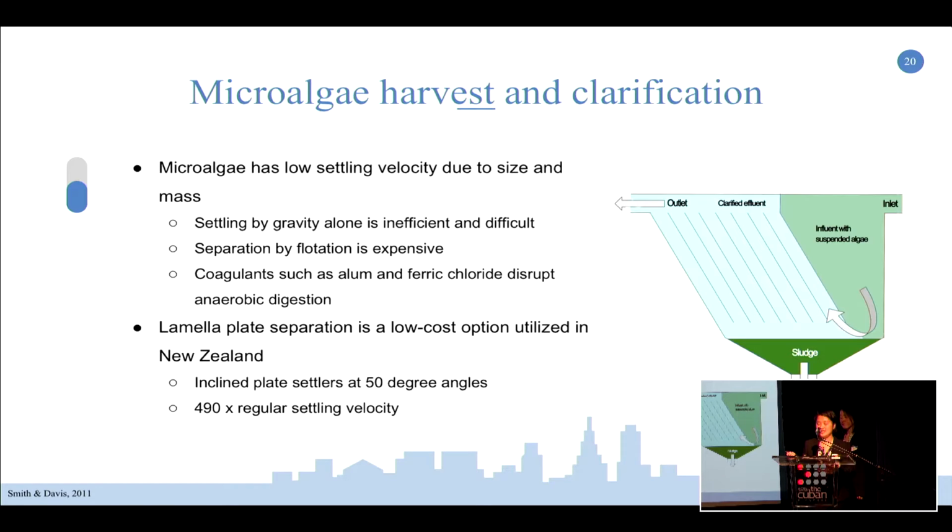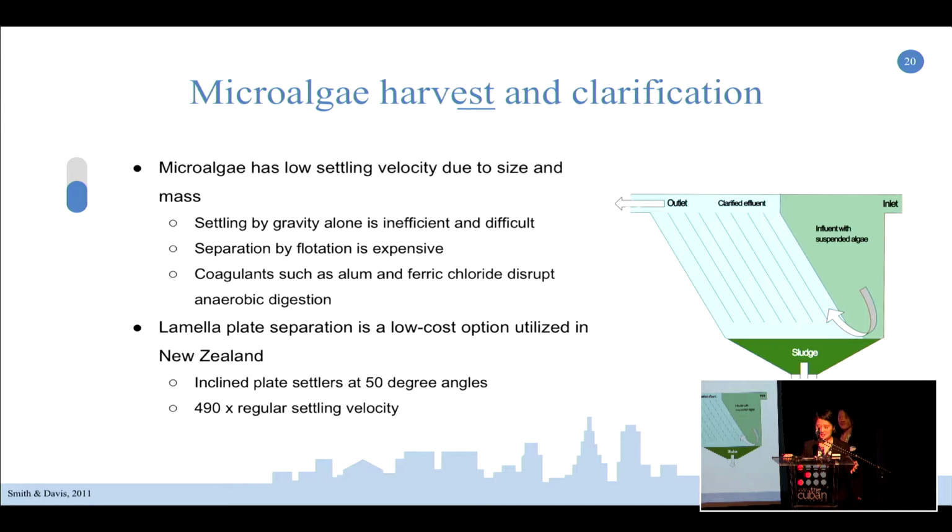settler, which is a lamella plate separation clarifier. Because microalgae has a small size and small mass, the settling velocity by gravity alone is very, very slow. Therefore, it's very inefficient and difficult to collect the microalgae and clarify the wastewater effluent just by gravity alone. In addition, separation by flotation is expensive because of the increased need for aeration, and we utilize the microalgae method to get away with the flotation completely.